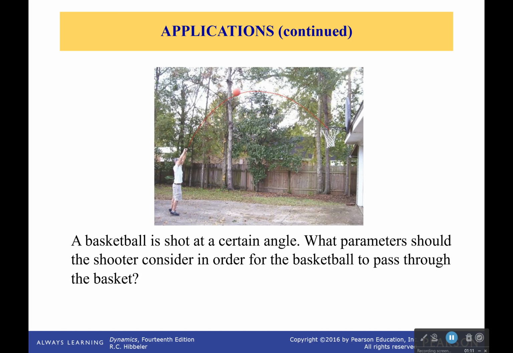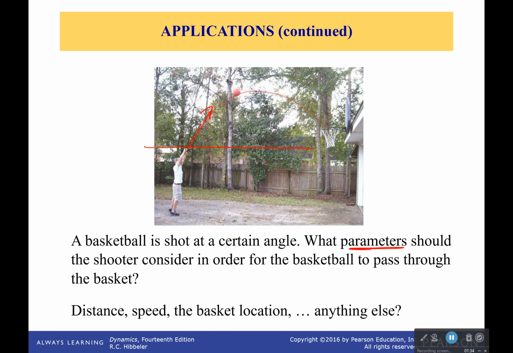So when you're trying to make a basket, you have to shoot the ball at a certain angle. So what parameters should the shooter consider in order for the basketball to pass through the basket? Well, there's a lot of things here, but mostly it's that initial velocity. And you need to know the direction and the magnitude of that. And everything else should fall into place. With some assumptions. So, let's look through how we would figure this out.